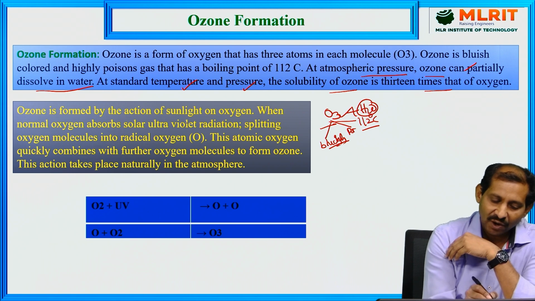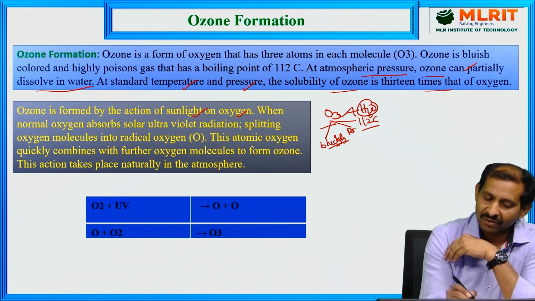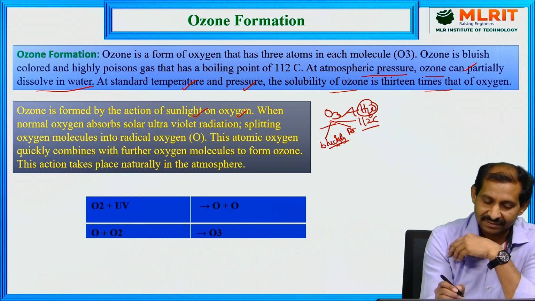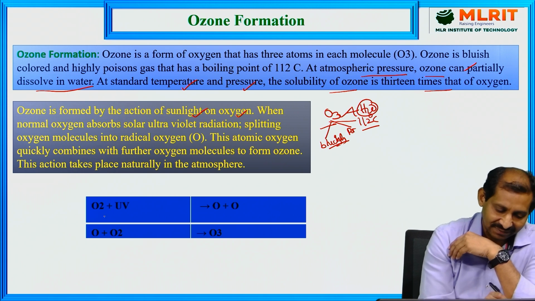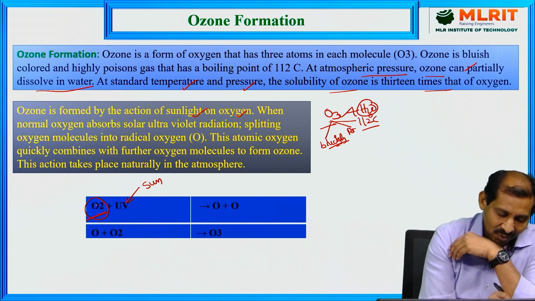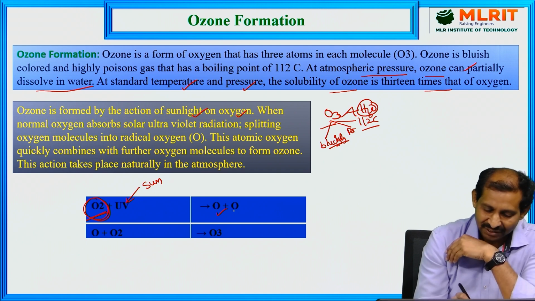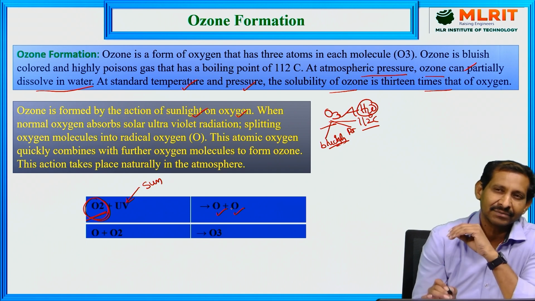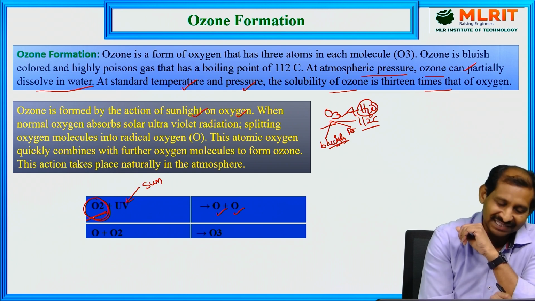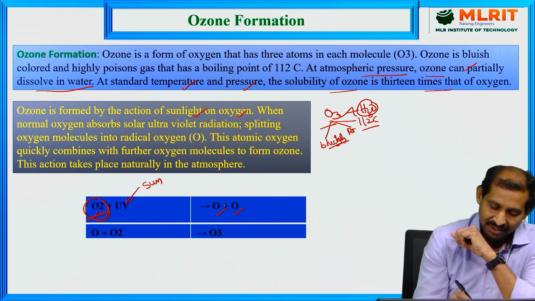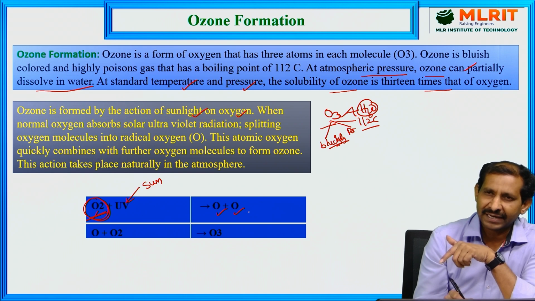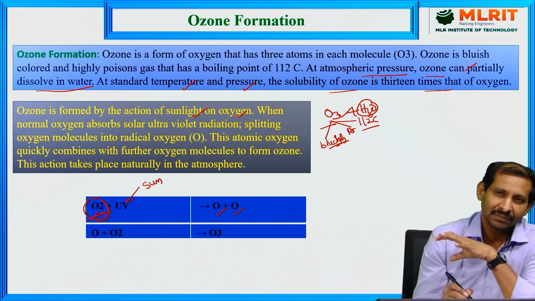Generally, ozone is formed by the action of sunlight on oxygen. When the oxygen absorbs the UV light radiation coming from the sun, the oxygen molecule splits into free radicals, or free atoms, of oxygen. This is the molecule, and this is the atom: the free radical, simply an oxygen atom, not the molecule.